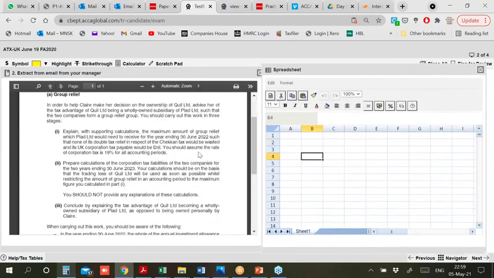Now, first of all, we have to calculate the loss that has been made or that has been suffered by Q Limited. So I'll tell the examiner that I'm going to start part A. And in that, I'm calculating the loss of Q Limited first.